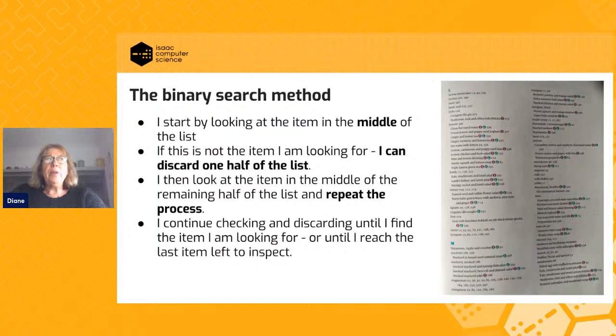This approach to solving a problem is sometimes called a divide and conquer approach. What we're doing is dividing the problem, making it smaller and smaller until we can solve it, because at the end, I have one item left. It's either the one I want, or, if it isn't, then that elusive chocolate brownie recipe is not in the list.